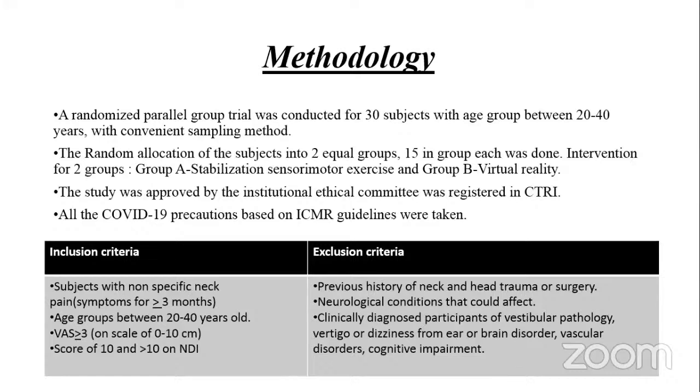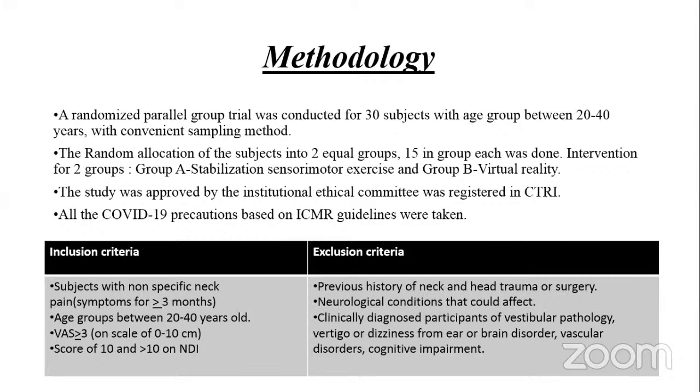Methodology: a randomized parallel group trial was conducted with 30 subjects aged between 20 and 40 years. With a convenient sampling method, subjects were randomly allocated into two equal groups, 15 in each group. For the intervention, group A received stabilization sensory motor exercises and group B received virtual reality. The study was approved by the Institutional Ethical Committee and registered in CTRI. All COVID-19 precautions based on ICMR guidelines were also taken.